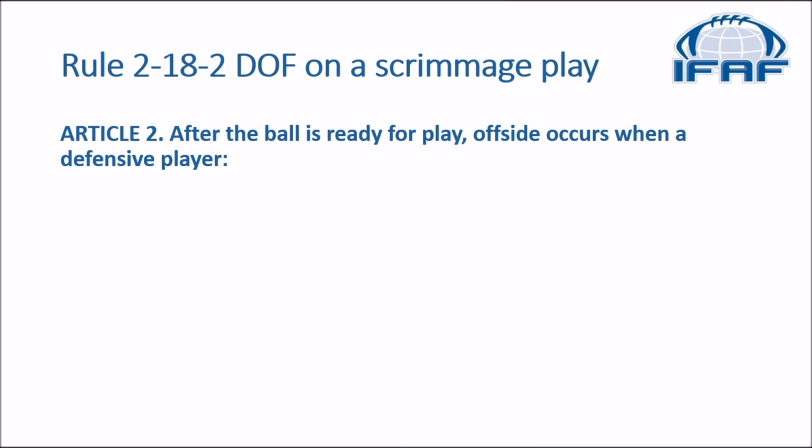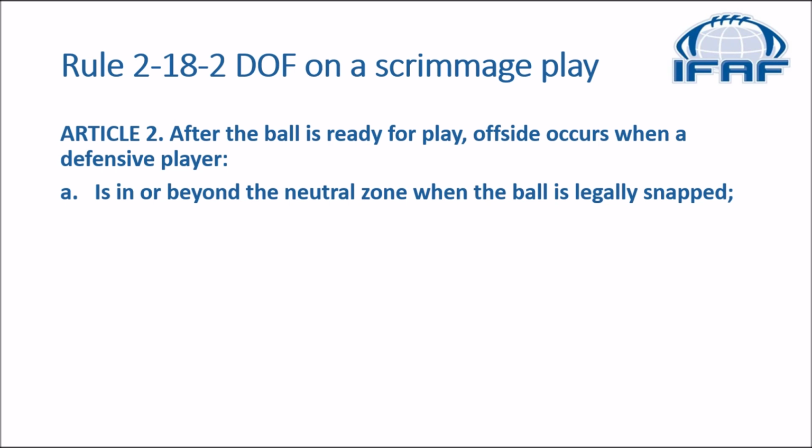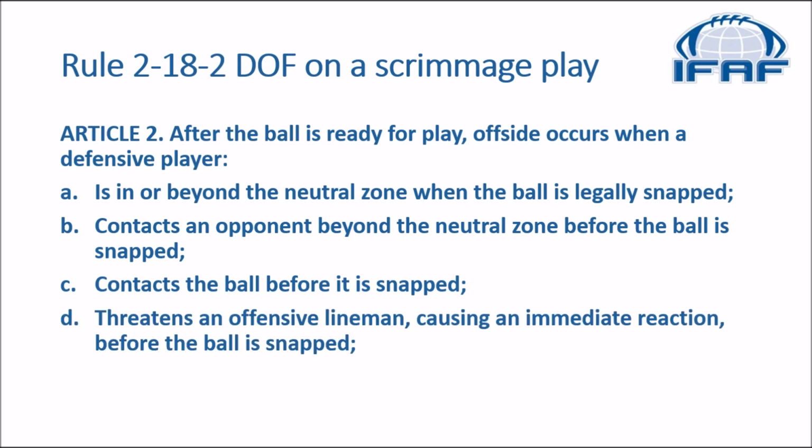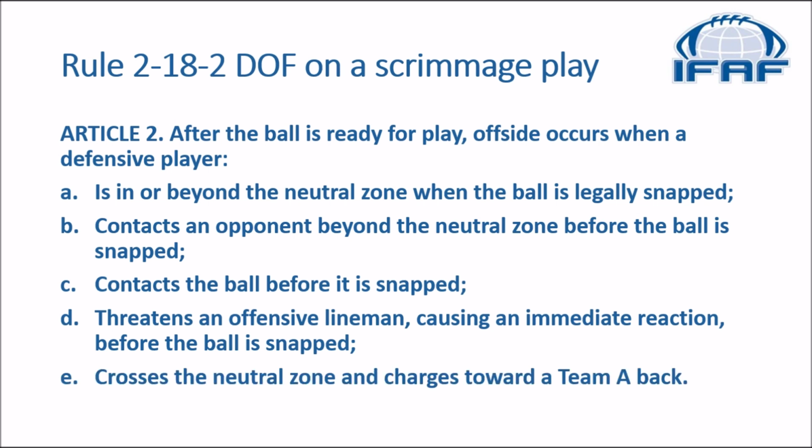In the rulebook, we go to Rule 218.2, defensive offside on a scrimmage play. Article 2 says, after the ball is ready for play, offside occurs when a defensive player, A, is in or beyond the neutral zone when the ball is legally snapped. B, contacts an opponent beyond the neutral zone before the ball is snapped. C, contacts the ball before it is snapped. D, threatens an offensive lineman, causing an immediate reaction before the ball is snapped. Or E, crosses the neutral zone and charges towards a teammate back.